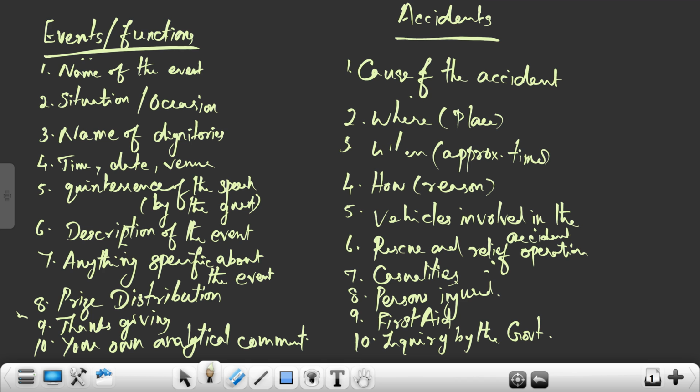What is a report? You have to know what a report is. A report is a factual and objective account of some event or incident. It is generally about such incidents or events as are of general interest to the general public.